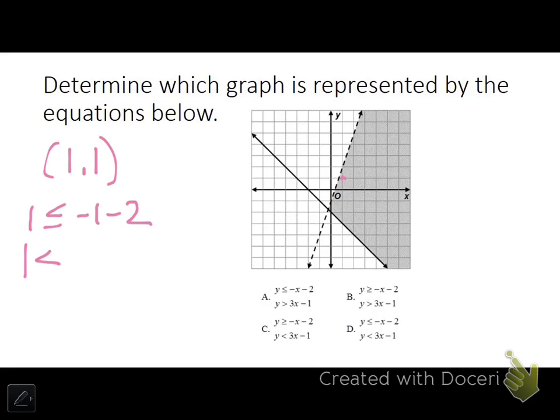Okay, negative 1. Negative 1 minus 2 is negative 3, so we know that's not true because 1 is never less than negative 3. So let's cross that one out. And let's try C.